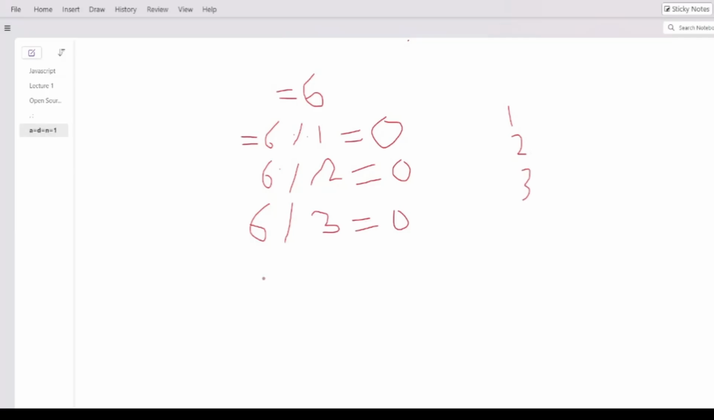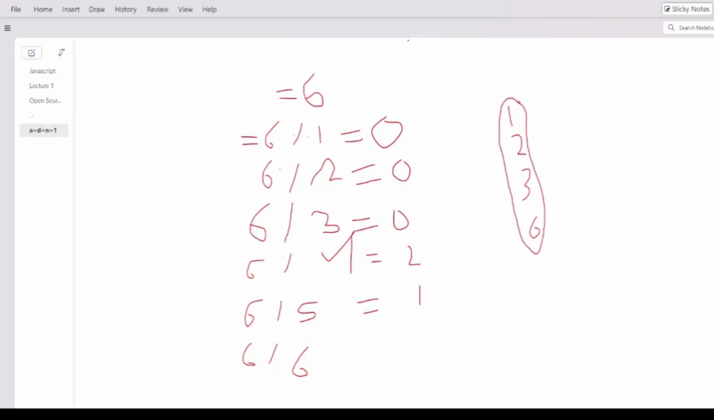Okay, then we divide 6 by 4. In this condition we get remainder 2. It means that it is not a factor, so we do not print it. After that we check 6 by 5. It also gives remainder 1. In this condition we also do not print. After that we check 6 and we get remainder 0. In this condition we print 6. Okay, so these are basically the factors of our number.